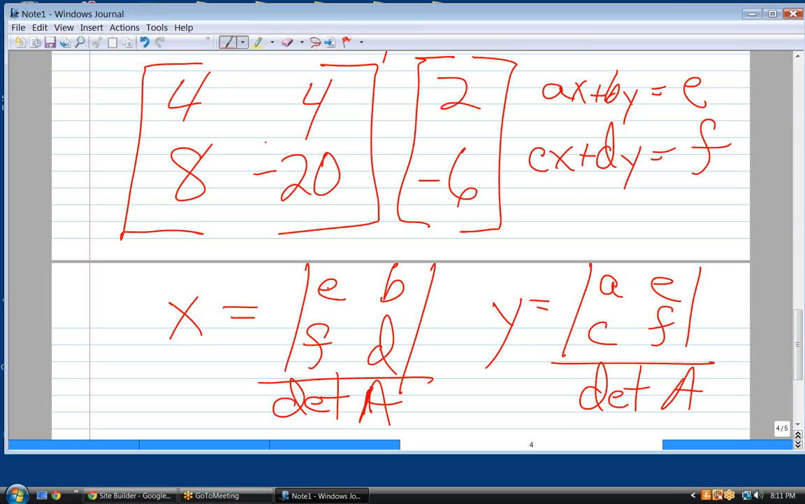Okay, do you know how to figure the determinant of this matrix? Isn't it AD minus BC? It's AD.